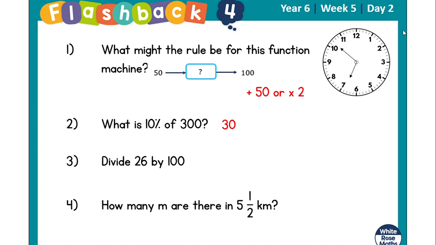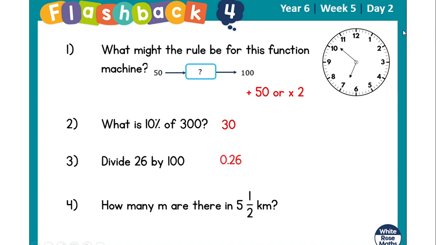Number 3. Divide 26 by 100. Well, to divide any number by 100, we move each digit 2 places to the right. So my 2 tens on my 20 is going to become 2 tenths, and my 6 ones is going to become 6 hundredths. So 26 divided by 100 is going to be 0.26.